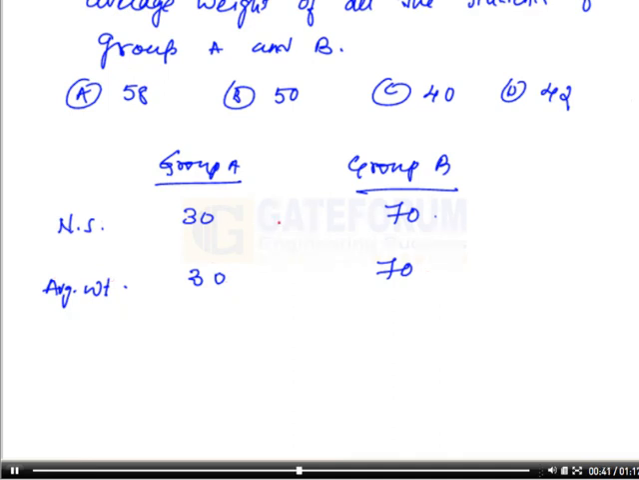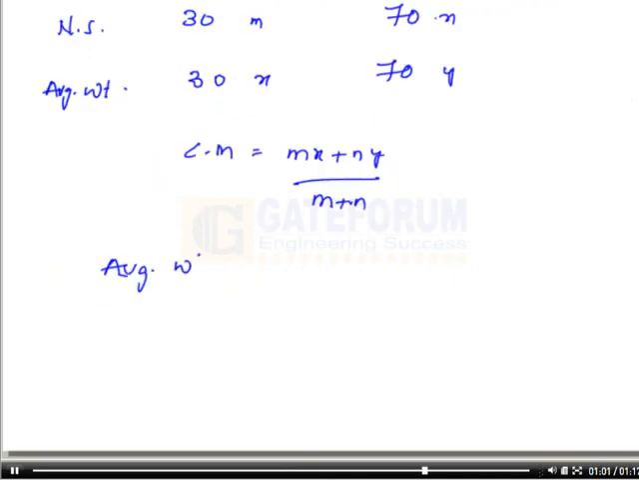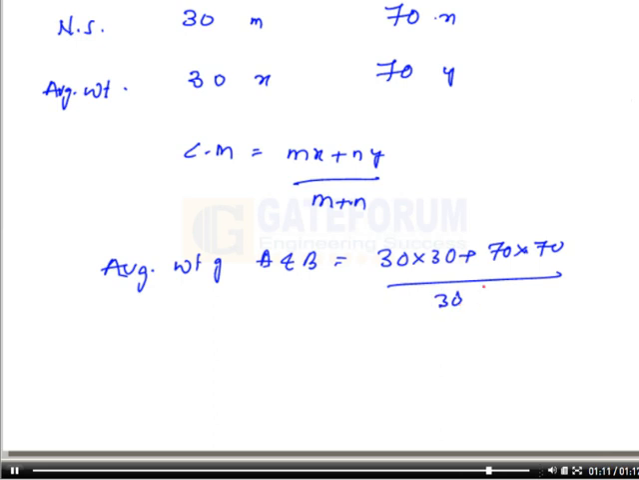If the number of students are say M and N in the groups A and B, and if their average, that is mean, are X and Y respectively, then the combined mean is given by the formula (mx plus ny) by (m plus n). Now just substitute them. So the average weight of group A and group B will be (30 into 30 plus 70 into 70) by (30 plus 70). If we simplify, it will be 58 kgs. That is option A.